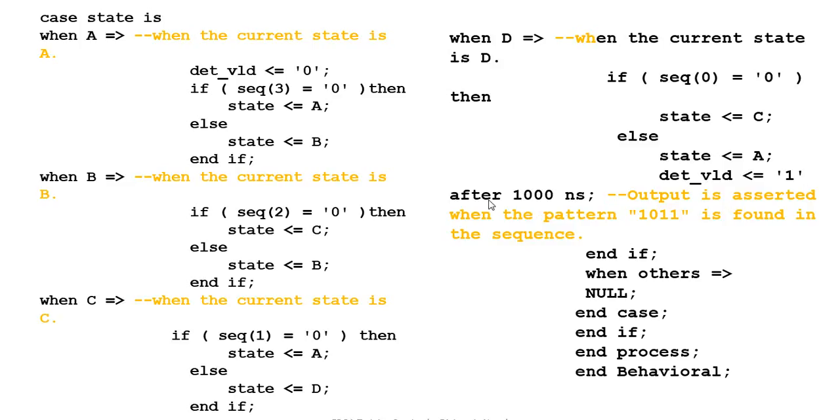We also have some delay after 1000 nanoseconds. This must be typed with this statement. So this if has ended here, and while using a case statement, when others needs to be here, because it closes the case statement. Then after that we close the case and the process in behavior. This actually ends the when values of cases. If you don't type the when others condition, there might be some errors.